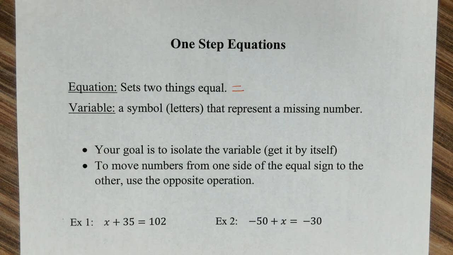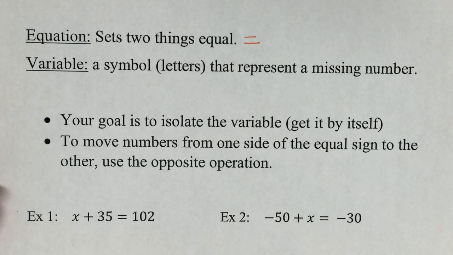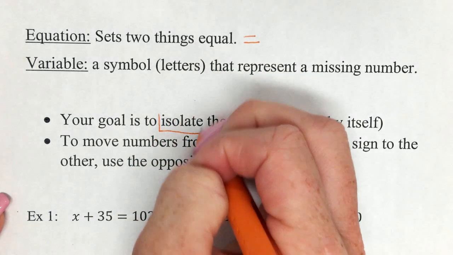A variable, y'all already know this, is a symbol, which is a letter of the alphabet, that represents a missing number. What's the most popular used variable in math? X. Okay, but it doesn't have to be an X. It can be an A, a B, a C, whatever they want to use. Your goal when you're solving an equation is to isolate the variable.